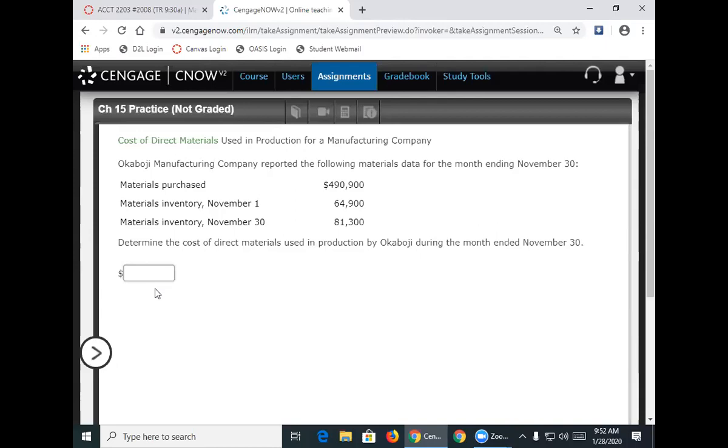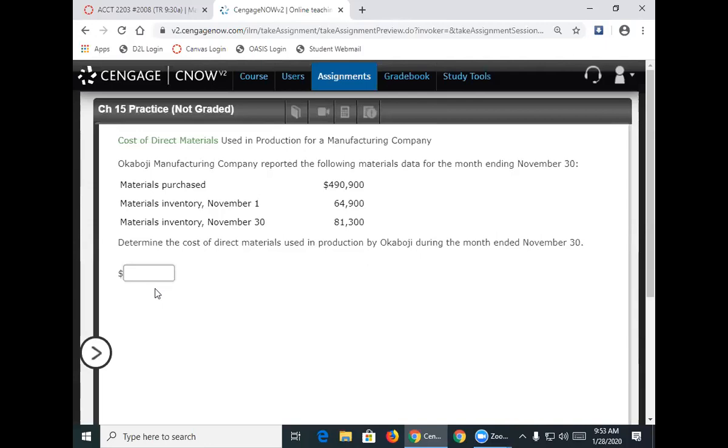So we had a beginning balance November 1st of 64,900. Materials purchased 490,900. So that's purchases. And then they give us an ending balance of 81,300. Okay. So what we're trying to solve is what was credited to materials. That's all we're trying to do.